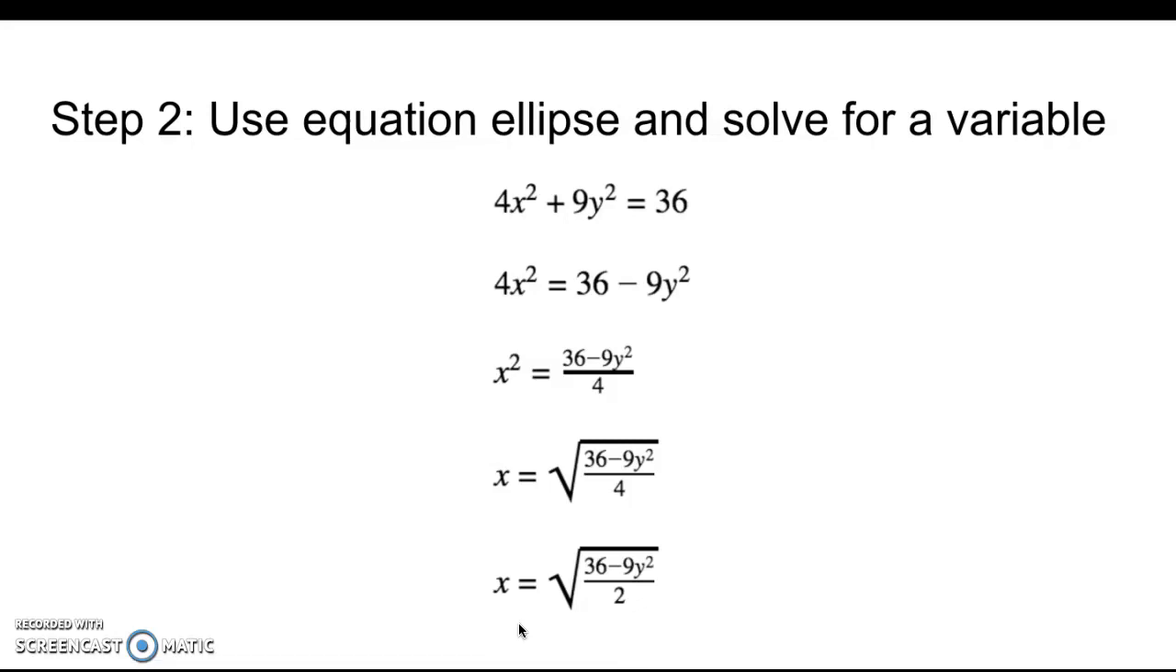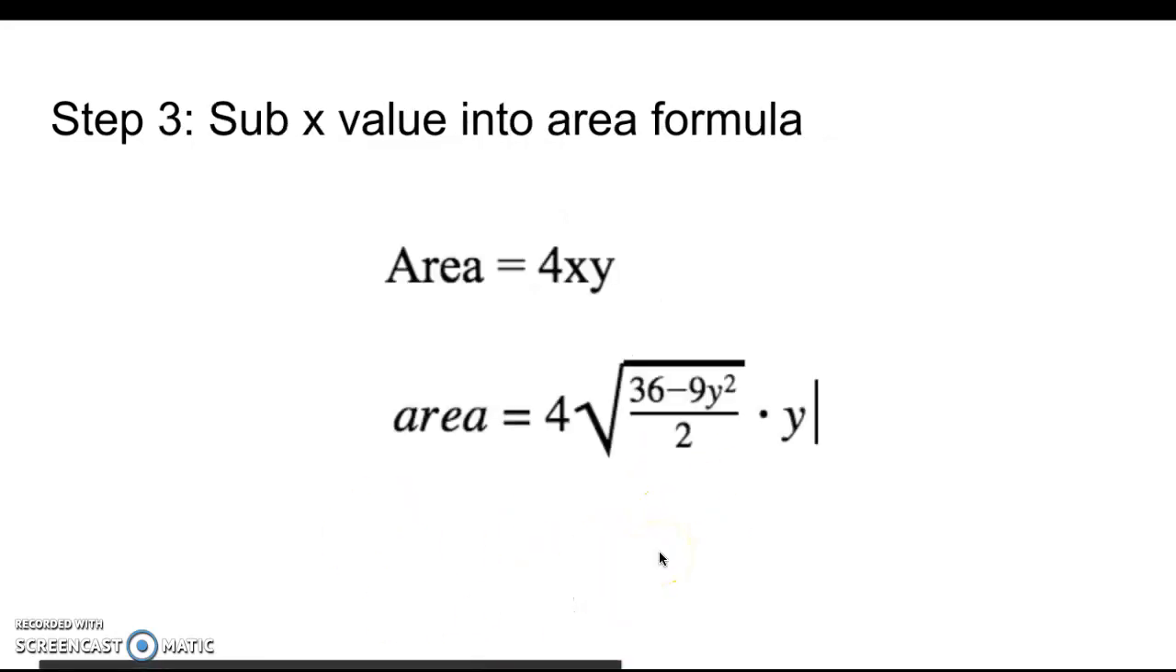Now you want to make sure to take the positive amount, because we're looking at a length and you need a positive length. This is just because you always have a negative and positive value whenever you're square rooting a value. Now what we want to do is substitute this x value into the area formula that we have. The area formula is 4xy, so we substitute our value for x. Now you should be left with 4 times the square root of 36 minus 9y squared, divided by 2, times y.